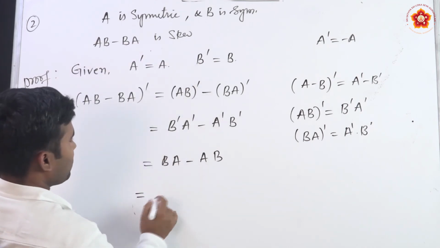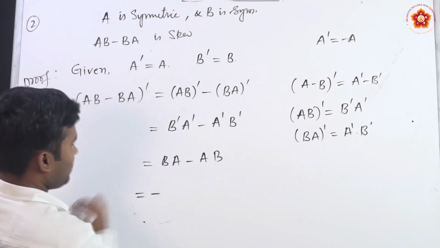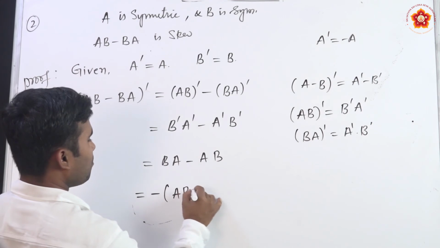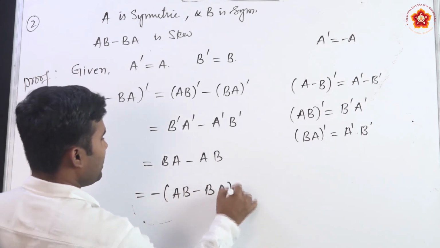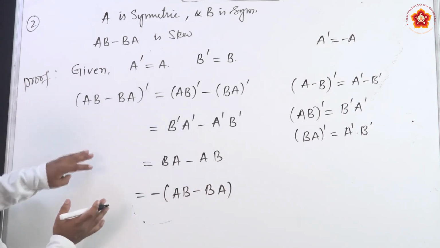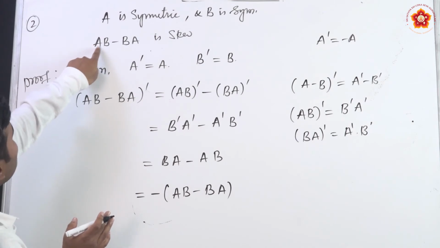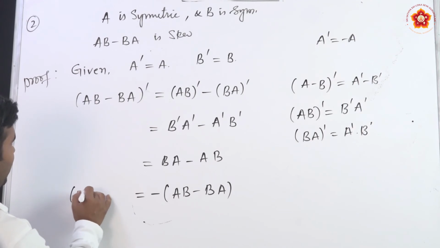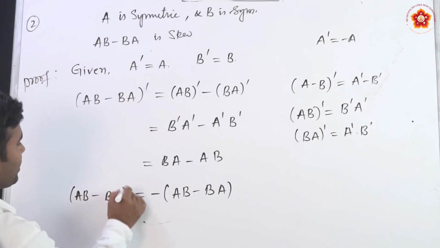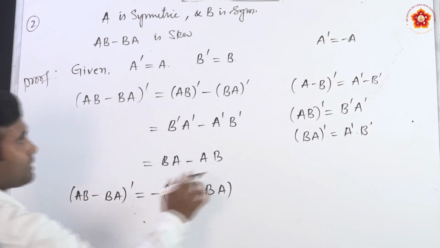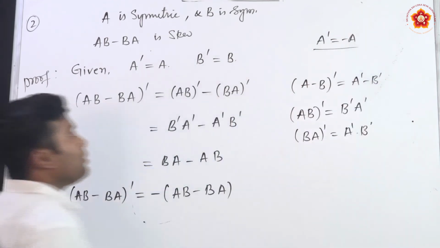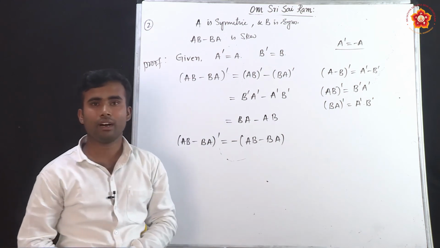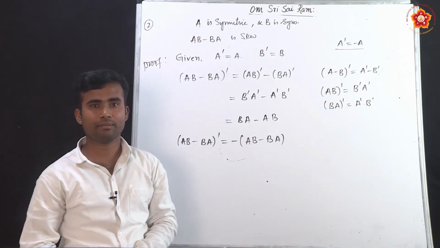So now if I take minus out, what you are going to have is AB minus BA, understand? This shows that the matrix AB minus BA is skew. Look at this, what is the LHS part? AB minus BA transpose is the negative of that. This is the condition for a skew symmetric matrix. This proves that AB minus BA is a skew symmetric matrix.